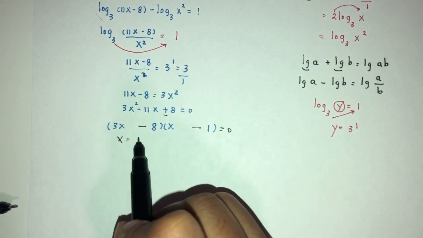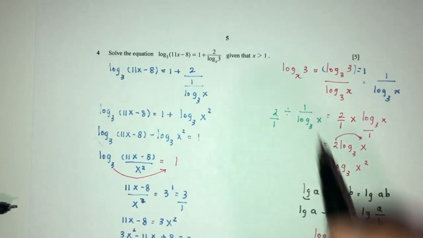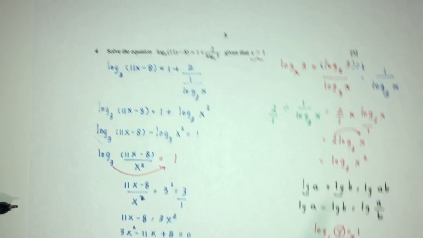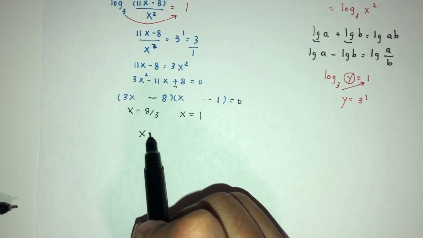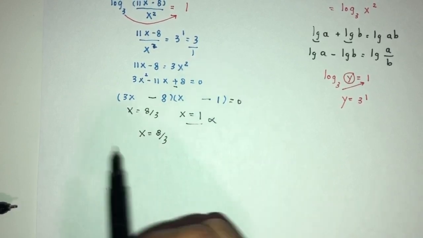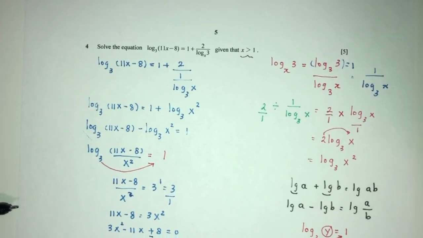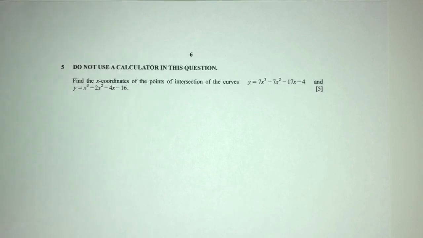So x will become 8 over 3 and x will become the value of 1. So now the condition is x is more than 1. So hence, confirming that x has to be 8 over 3. This is not good. Ignore this one, and this will be your only value of x for this question, number 4. Now let's move on to question number 5.